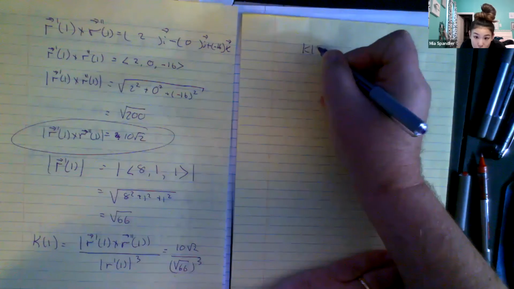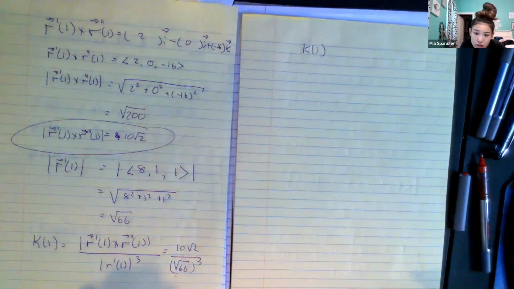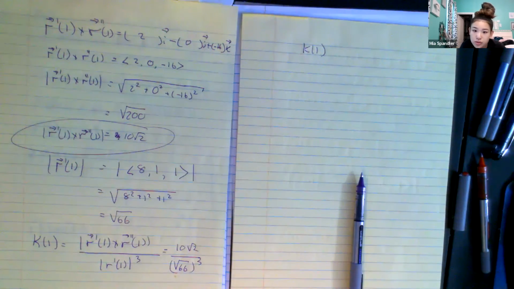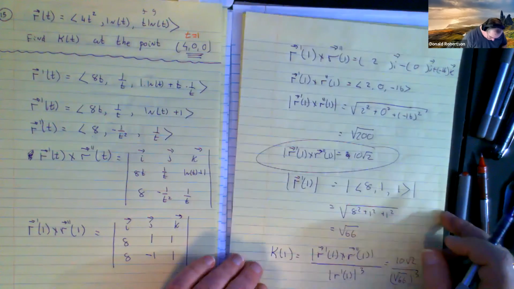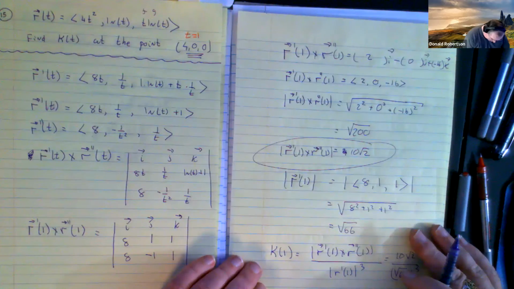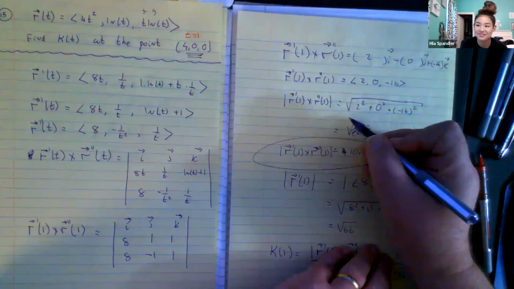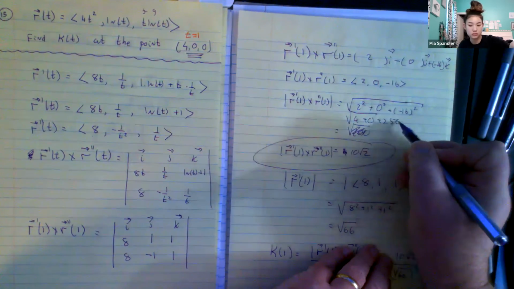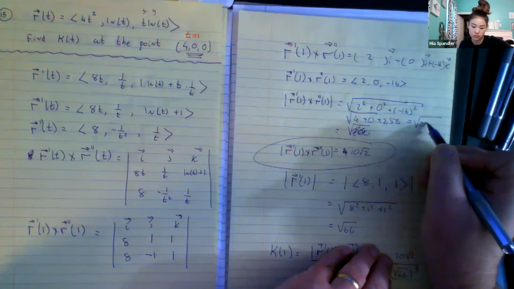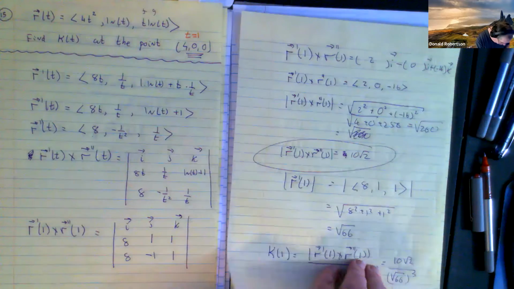Professor, Nathan wrote in the chat that 16 squared is 256. Nathan is a pain in the butt, but he's also correct. Thank you, Nathan.